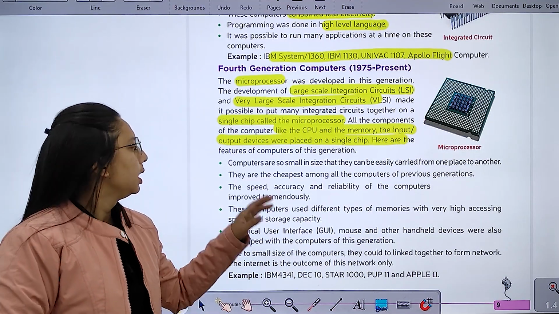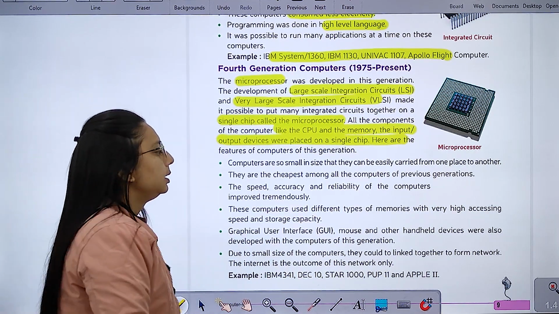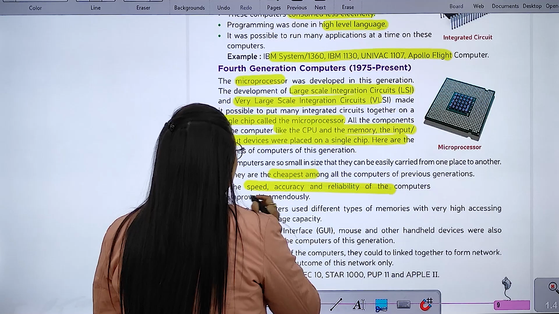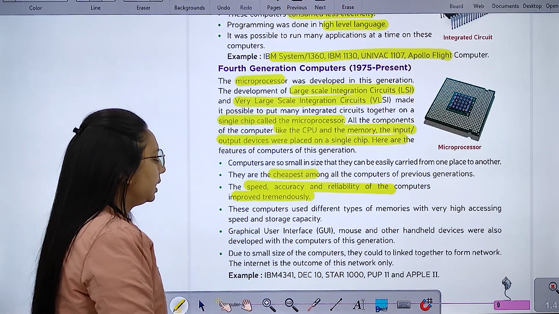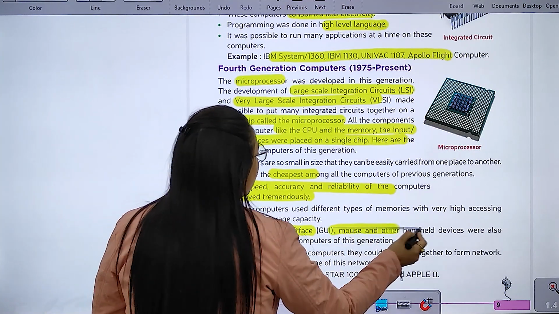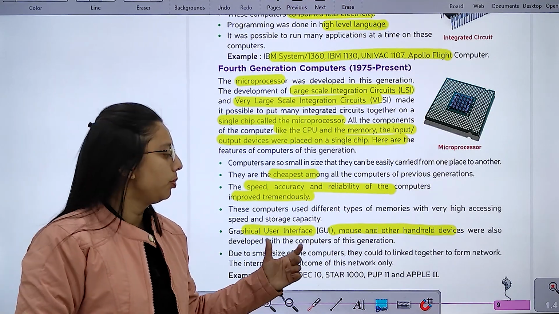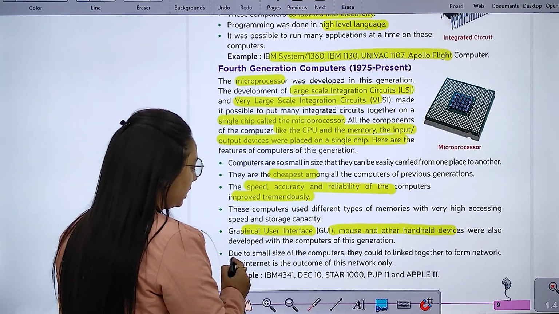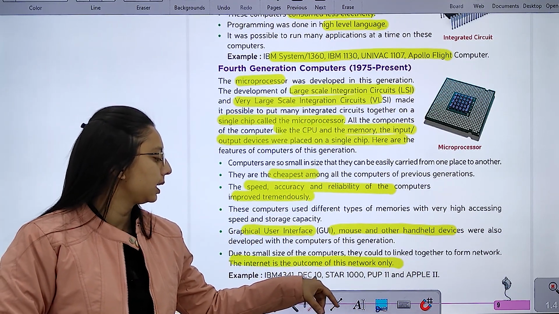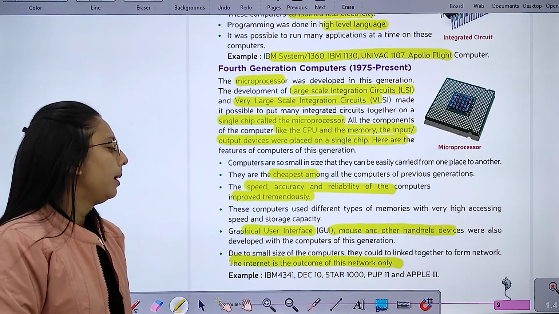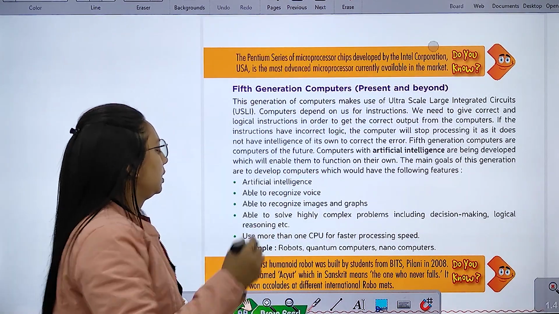And what are its features? Computers are so small in size that they can be easily carried from one place to another. They were cheapest. Speed, accuracy and reliability improved, and they used different types of memories in accessing speed and storage capacity. Graphical user interface, mouse and other handheld devices were also developed. Because the size was small, they could link together and form a network. The internet is the outcome of this network. Examples are IBM 4341, DEC 10, STAR 1000, PDP 11 and Apple II. These are fourth generation computers.